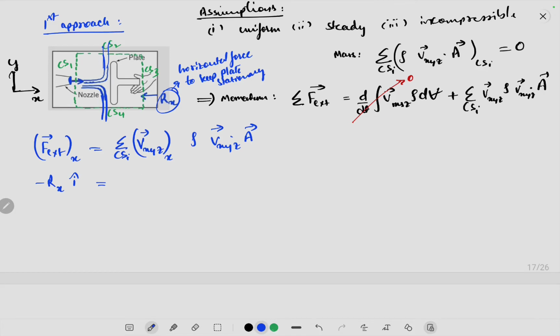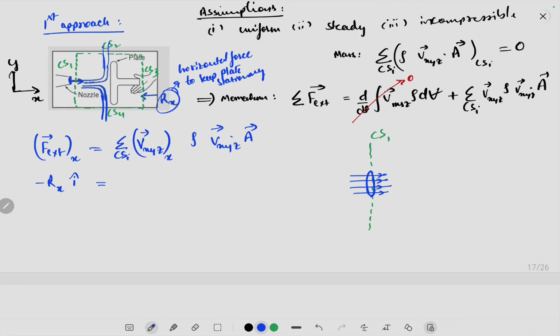now let's again draw CS1. So this is your CS1, okay, and the fluid is not crossing all the area of the CS1, right? It is only, let's say, till here. The cross section is only this much that the fluid is crossing.